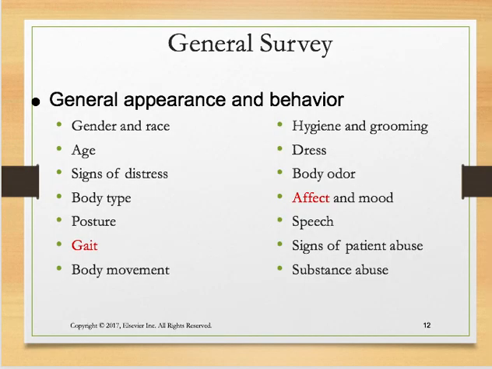So a general survey. This is what you do when you look at a patient, right? Isn't that the first thing we do? We're going to look at our patient. We call that a general survey. In red are words that I think you may not know that I want to make sure you know, because those are going to be words that show up on tests. Affect is your mood. What's your affect?